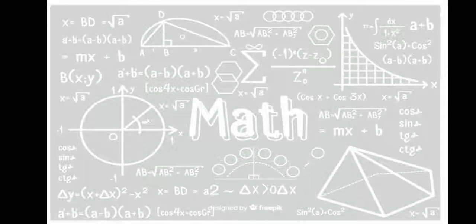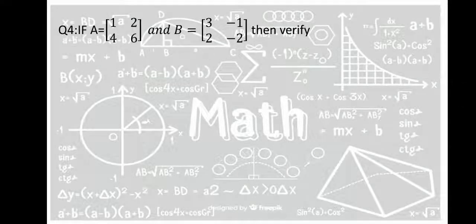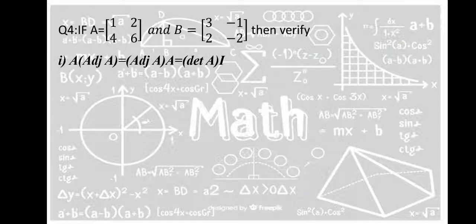Question number 4 is, if A is the matrix [1, 2; 4, 6] and B is the matrix [3, -1; 2, -2], then verify that A multiplied by adjoint of A is equal to adjoint of A multiplied by A, which equals determinant of A multiplied by the identity matrix.